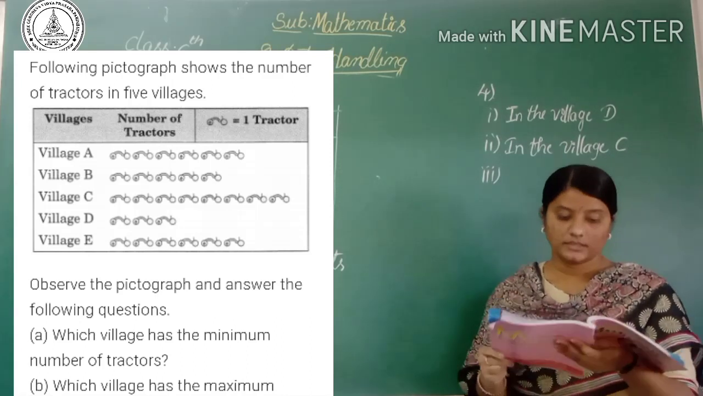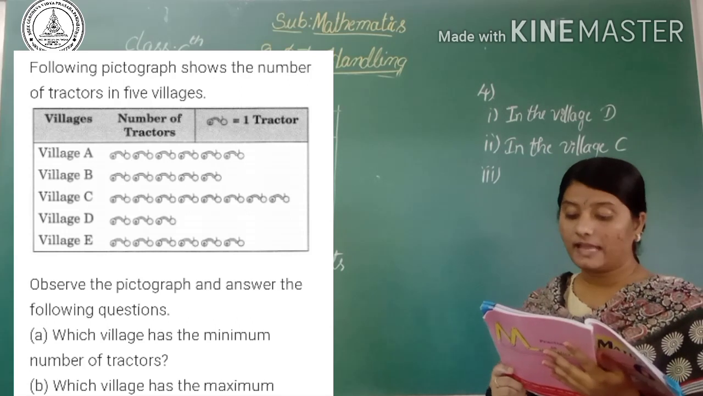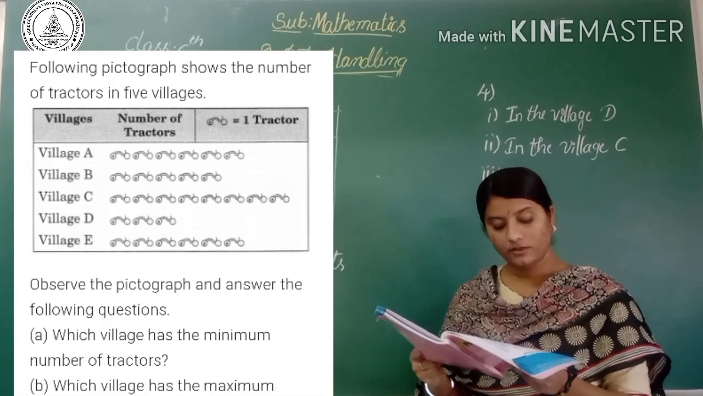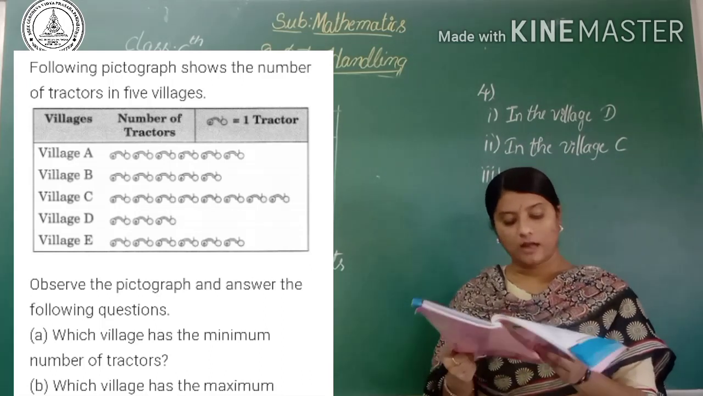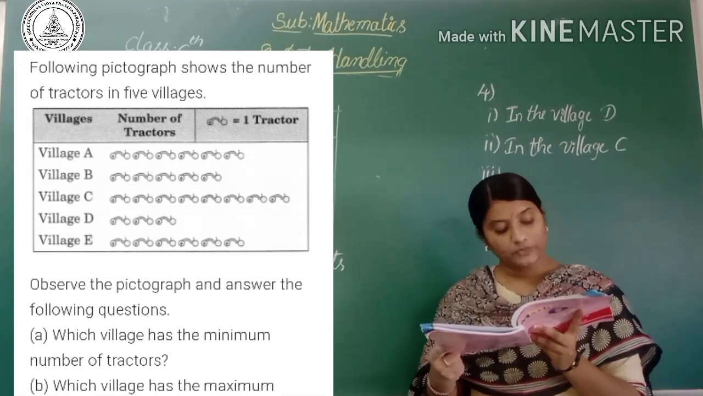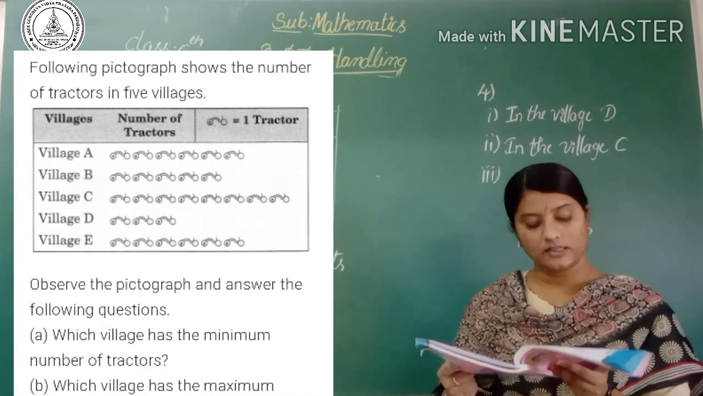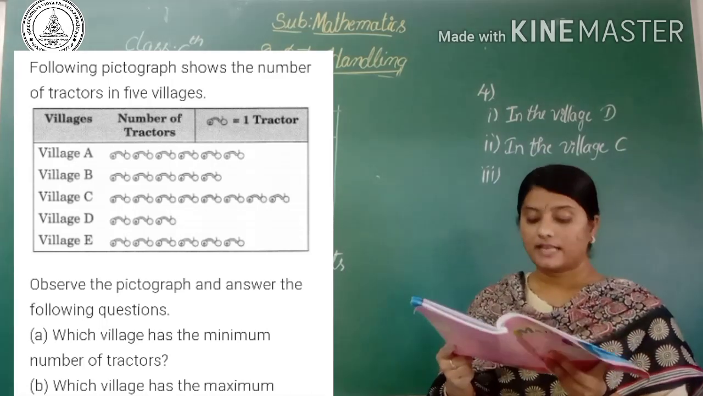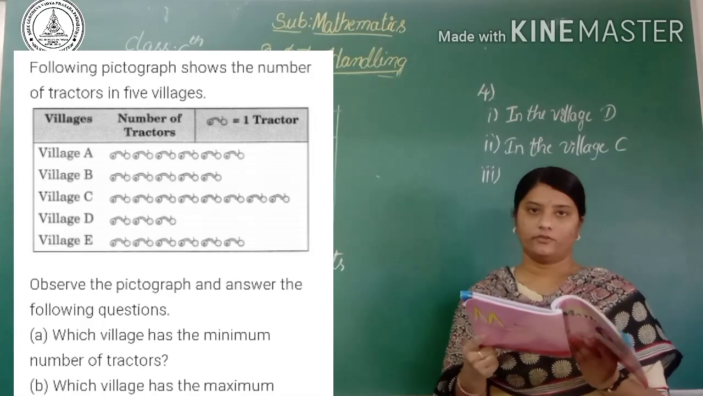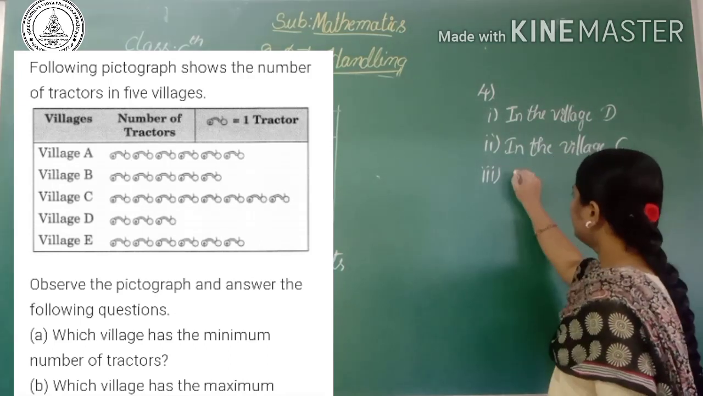Okay, and the third question: how many more tractors does village C have compared to village B? Yes, now we have to compare village B and C. How many tractors are more? You may see here in village B there are 5 tractors and in village C there are 8 tractors. Right? So how many more tractors are there? Yes, there are 3 tractors. Write it down.